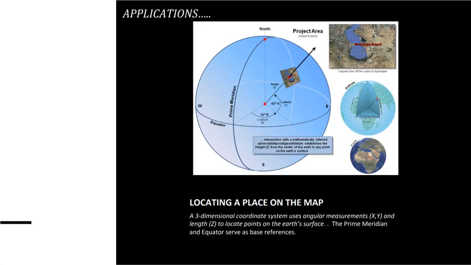First, let's look at how you can locate a place on the map. We have a global map here. For you to locate any place, you see the lines, the equator, the prime meridian, all those things. Those are just like the Cartesian plane. So we use mostly that to locate a position on the Earth's surface.